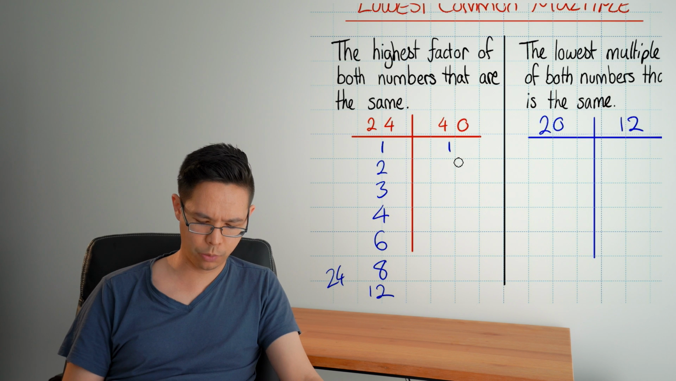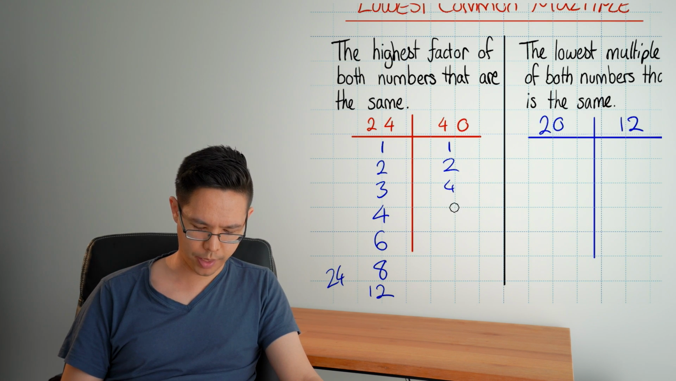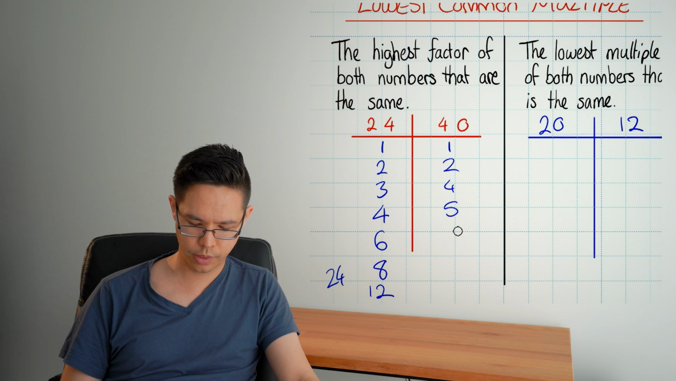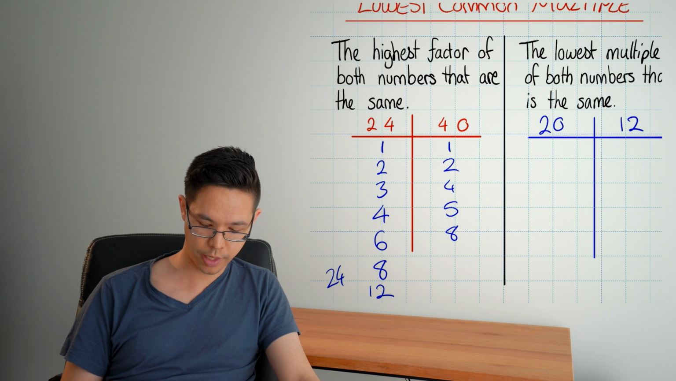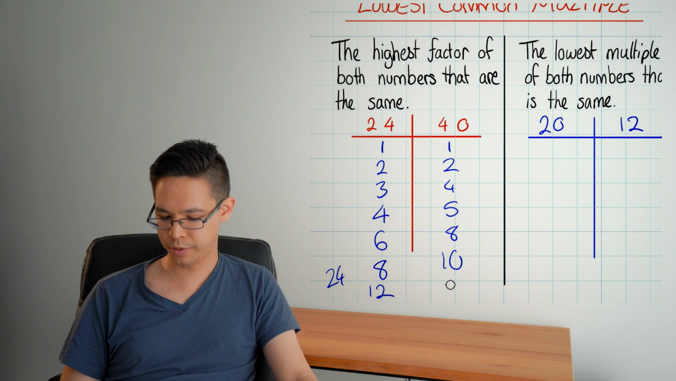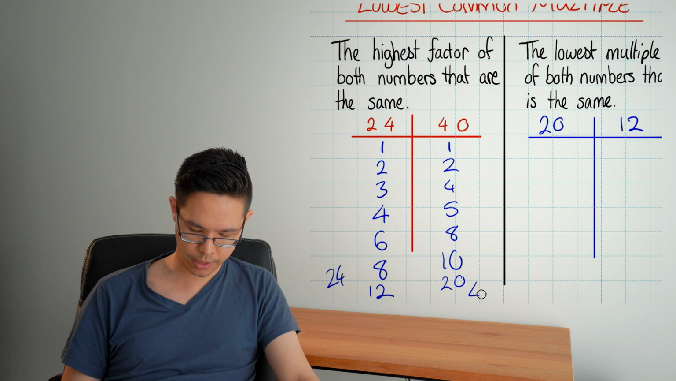With 40, I can divide it by 1, I can divide it by 2, I can divide it by 4, I can divide it by 5. It's divisible by 6, no, 7, no, 8. Yes, divisible by 8. Divisible by 10, yes. Divisible by 15, nope. It's divisible by 20. And it's divisible by itself.